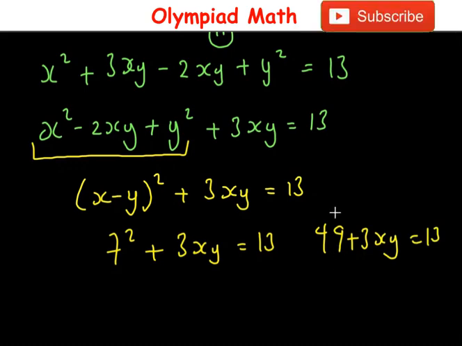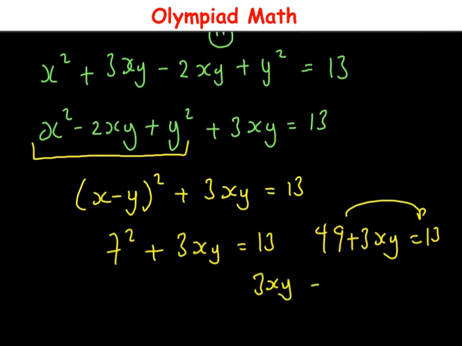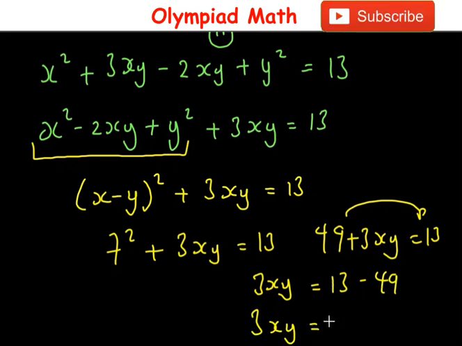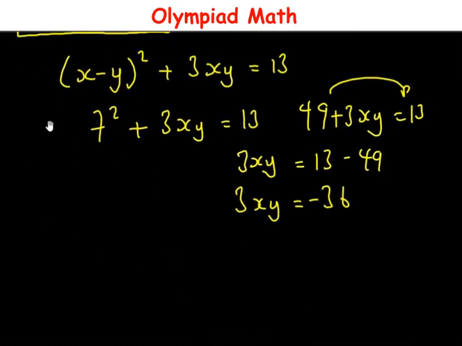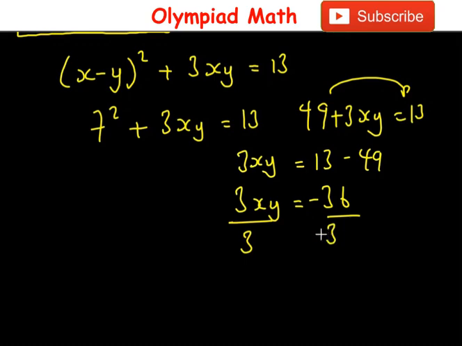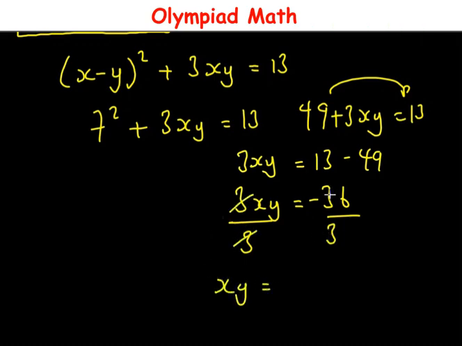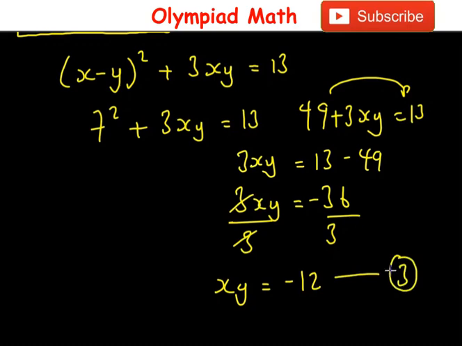From here, move 49 over to this side. This becomes 3xy equals 13 minus 49, which is simply minus 36. With this, we divide the equation by 3. 3 divided by 3, xy is equal to minus 36 over 3. The value equals minus 12, and this is equation 3.